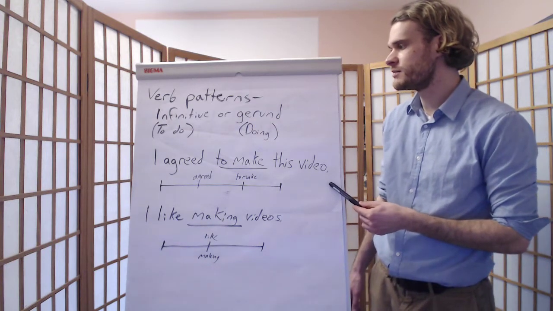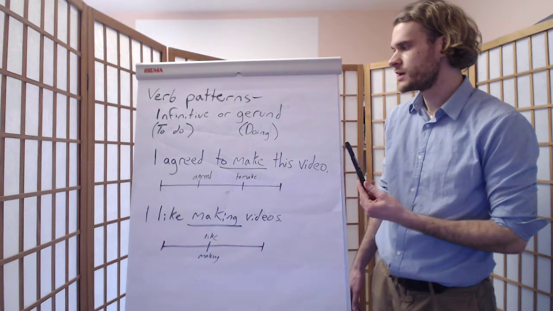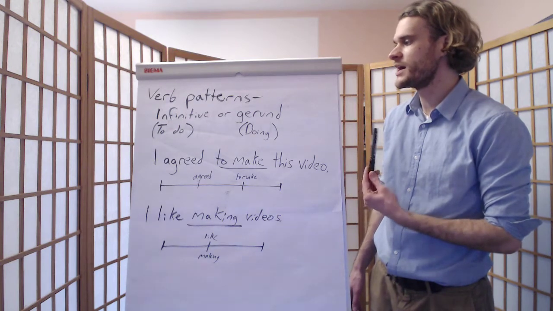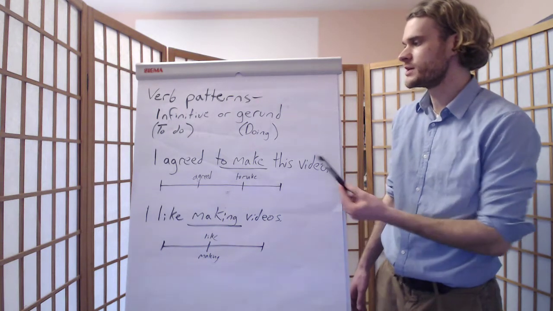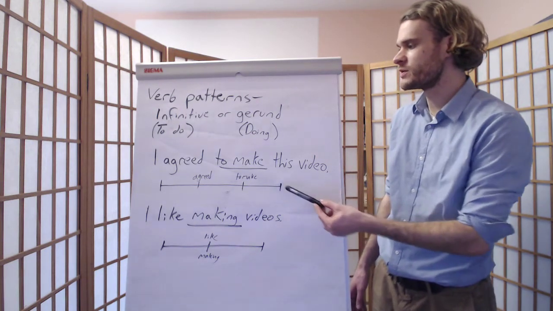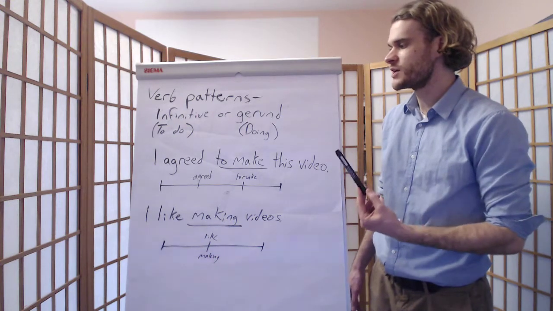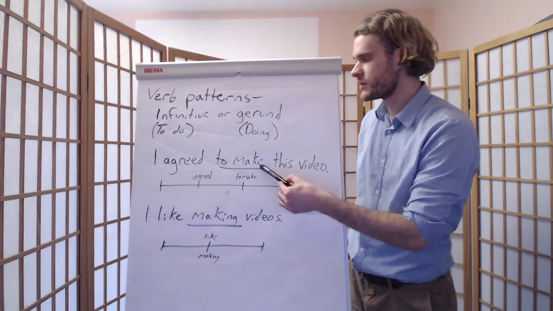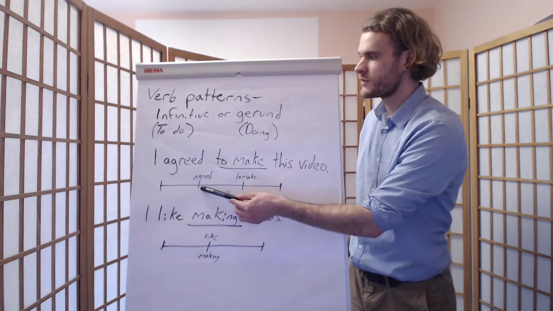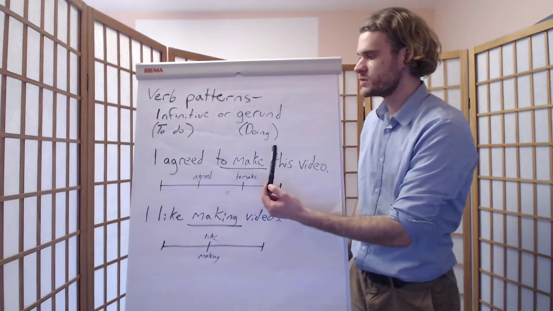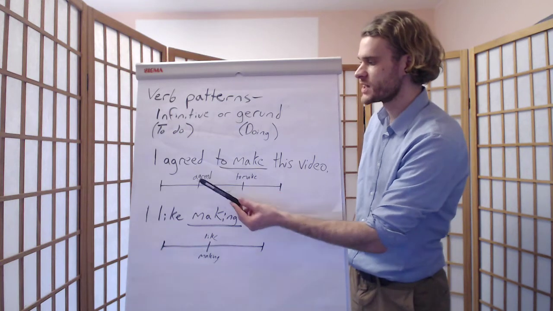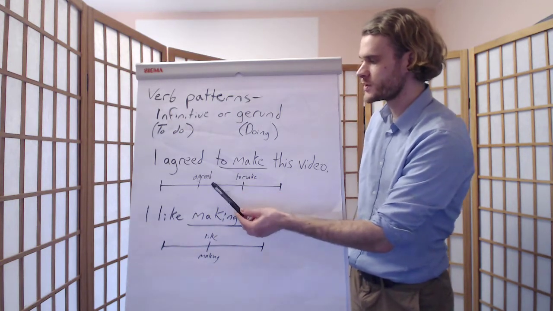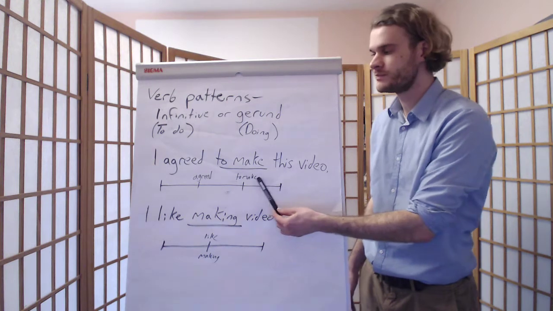I agreed to make this video. Now, the reason I'm saying I agreed to make this video using the infinitive and not the gerund is because a good rule to follow is that when the second action or the second verb is after the first action, you should use the infinitive form. For example, I agreed first, then I made this video.